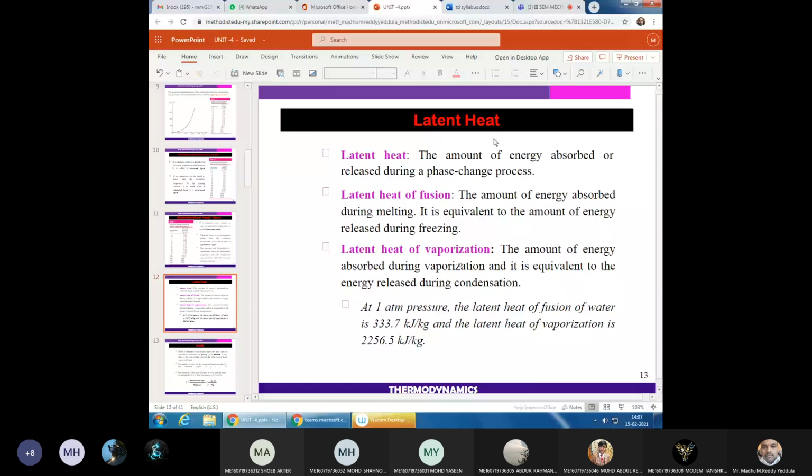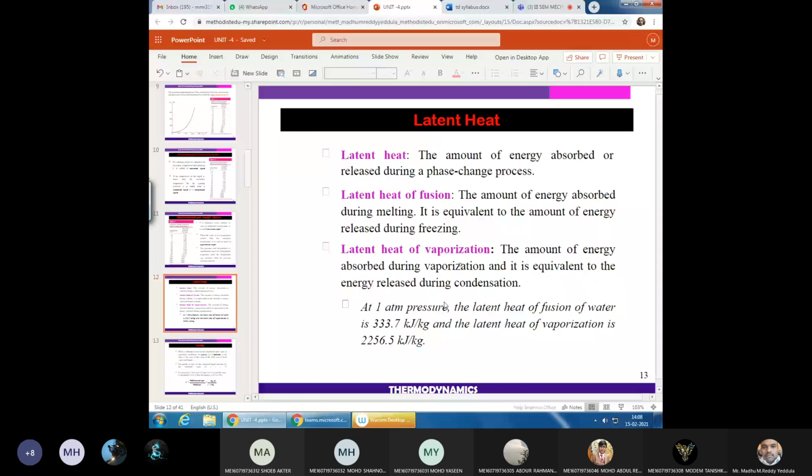Depends, right? And latent heat of fusion is nothing but the amount of energy absorbed in order to melt. Means in order to melt ice to water, we can call it latent heat of fusion. The amount of heat energy required to convert the ice into water is called latent heat of fusion. And latent heat of vaporization is nothing but the amount of energy required during the vaporization, and it is equivalent to the energy released during the condensation.